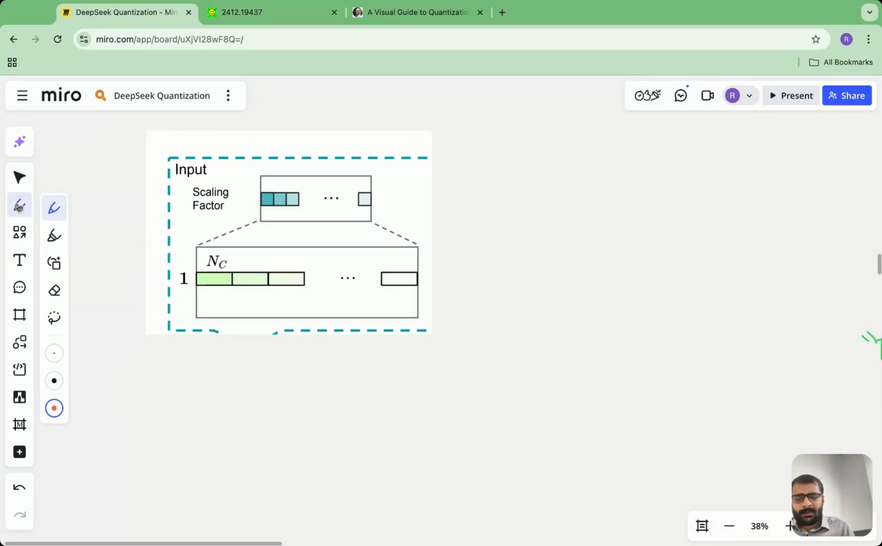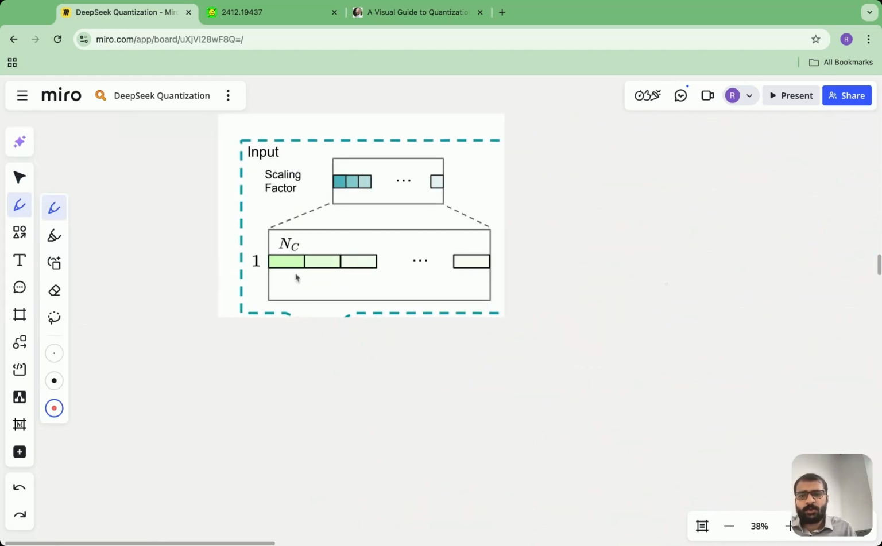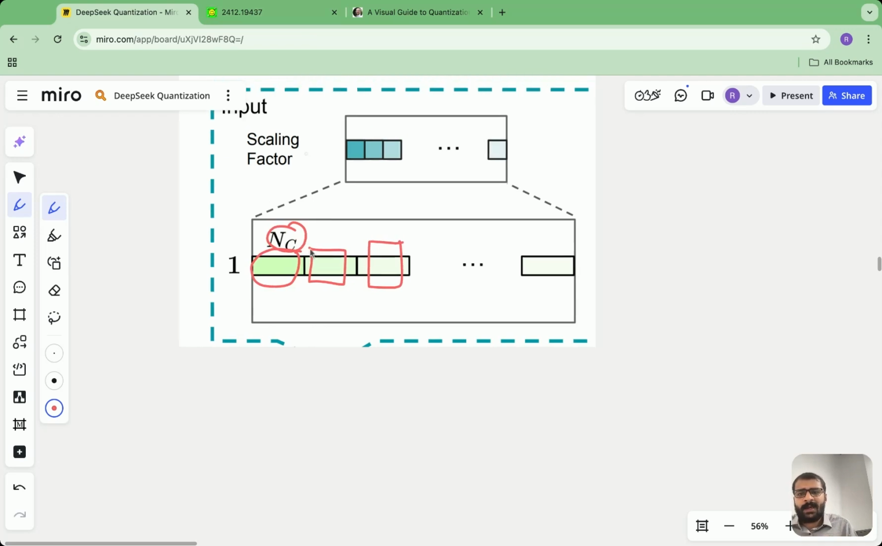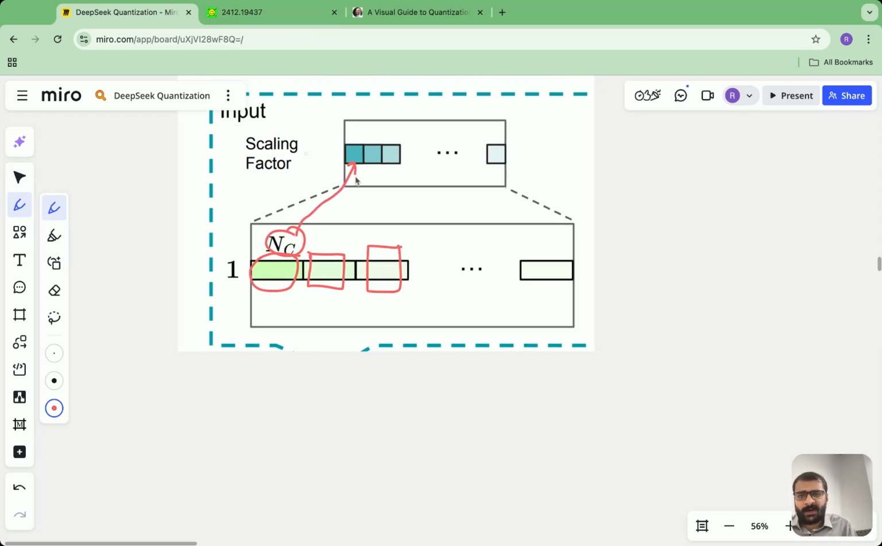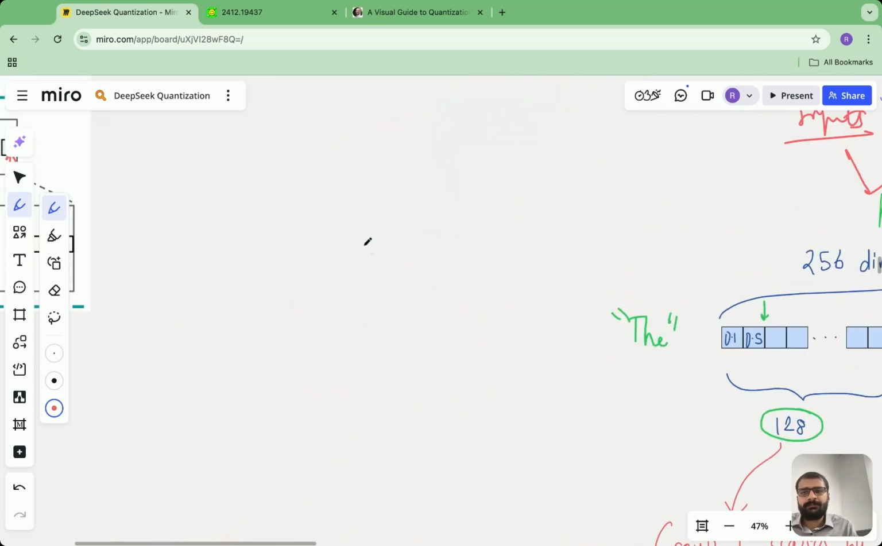So this is my input vector right now, which is exactly what I showed over here. And what they have shown with these different shades of green is the different chunks. So NC, I think, is 128. We break it down into chunks of 128, and then every chunk has a different scaling factor that's shown with these different shades of blue. So every chunk has a different scaling factor. That's what's meant by this first part of the figure, which I showed you over here.